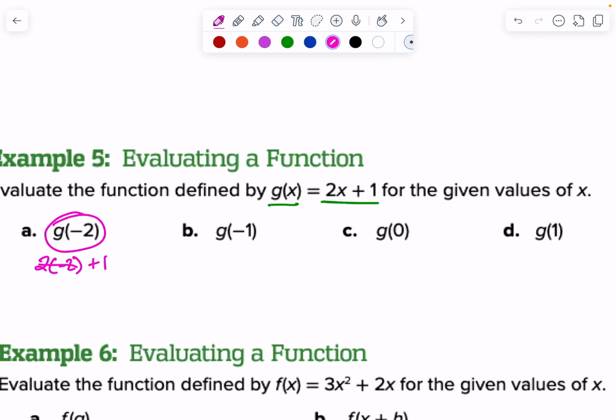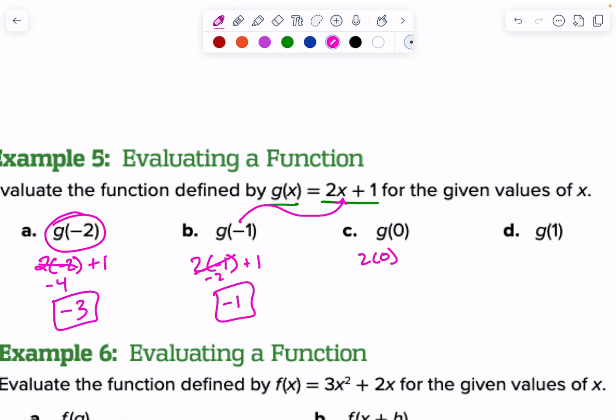Plus 1, so 2 times -2 is -4, plus 1, so the final answer is -3, okay? If I plug -1 in there, 2 times -1 plus 1, this is -2 plus 1, or -1, okay? If I plug 0 in, I have 2 times 0 is 0, and plus 1 is 1, okay? If I plug 1 in, 2 times 1 is 2, plus 1 is 3. There you go. There's your all the way across.